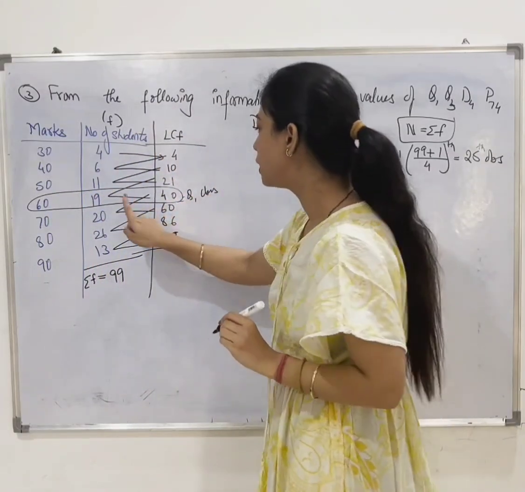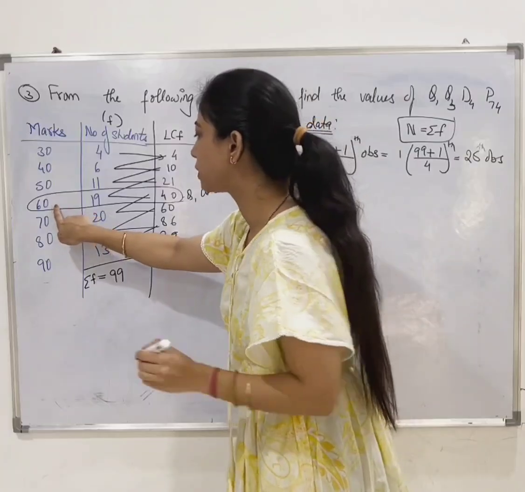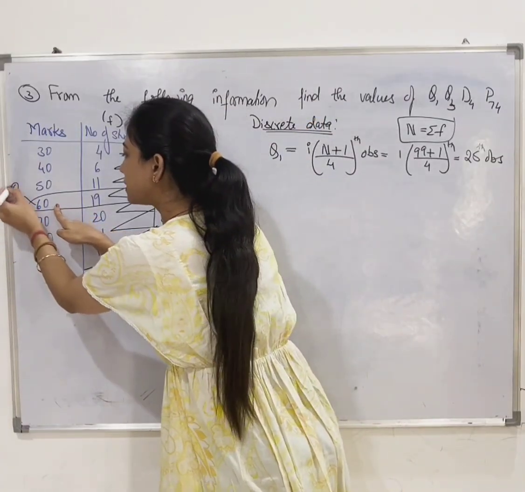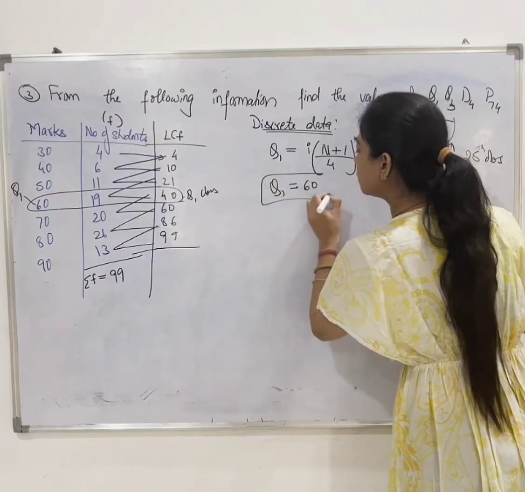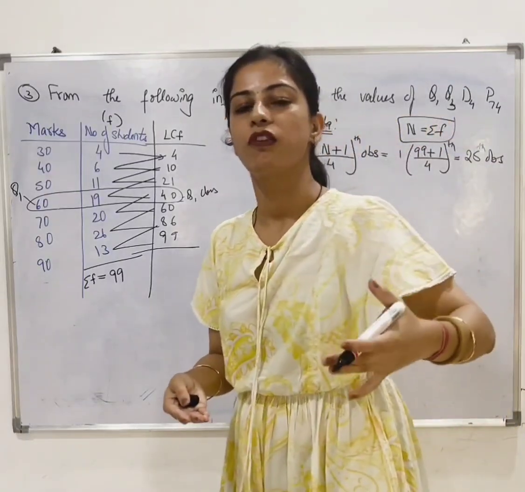Okay, so what is the value corresponding to this? Which is nothing but your 60. So here the value of Q1 will be equal to 60. We just need to see the corresponding value of the LCF.